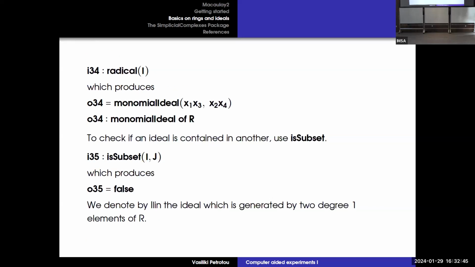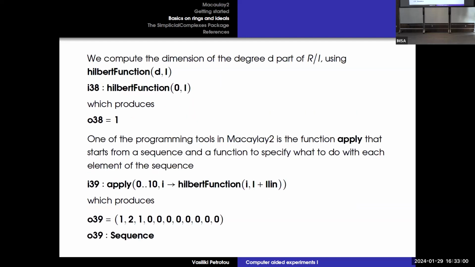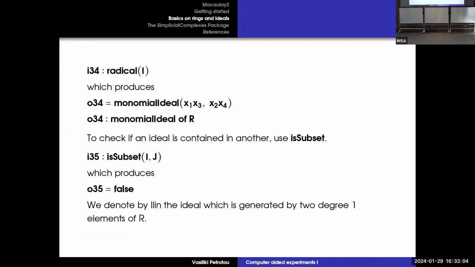We can also compute the radical of an ideal by writing radical and the name of the ideal. And it says that the radical of I is the original ideal. So we have that for the case of the four-gon, the Stanley-Reisner ideal is radical.